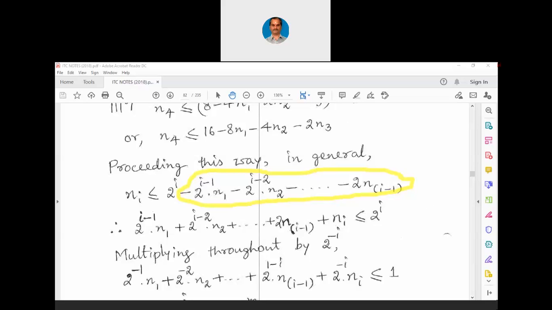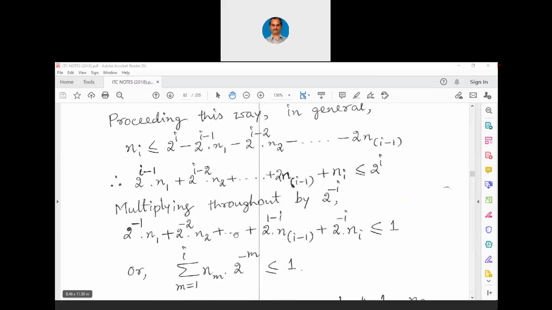Multiplying throughout by 2 power minus I, because we want to have that 1. Multiplying throughout by 2 power minus I, what we get is 2 power I minus 1 into 2 power minus I, and we get 2 power minus 1 into N1 plus 2 power minus 2 into N2 plus, it goes on like that, 2 power 1 minus I, N of I minus 1 plus 2 power minus I into Ni is less than or equal to 1. At the right hand side you will see 2 power I, when it is multiplied by 2 power minus I, it is going to become 2 power 0, that is nothing but 1. So this way it is proved.